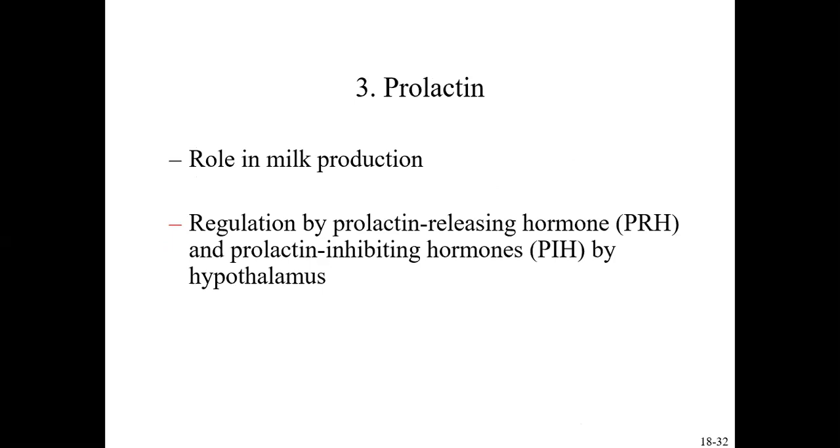Number 3 is prolactin. This is the third hormone from the anterior pituitary gland. It is also regulated by hormones in the hypothalamus, PRH, that's prolactin releasing hormone, and PIH, that's prolactin inhibiting hormone. And it basically plays a role in milk production for females.